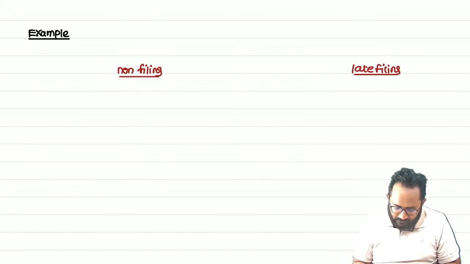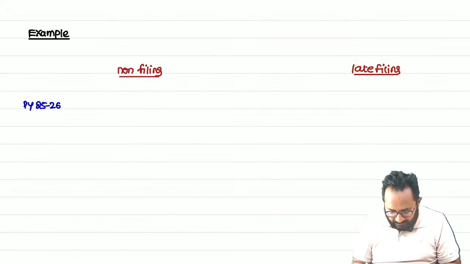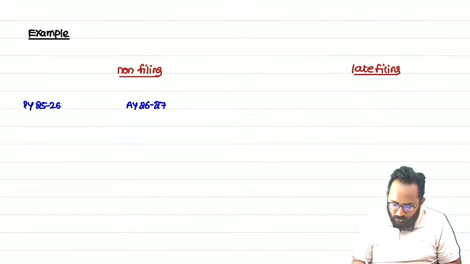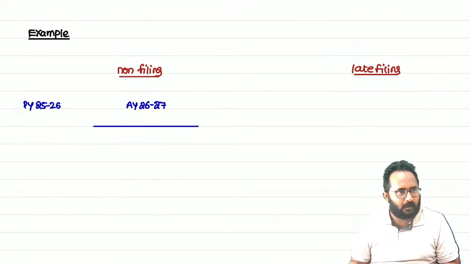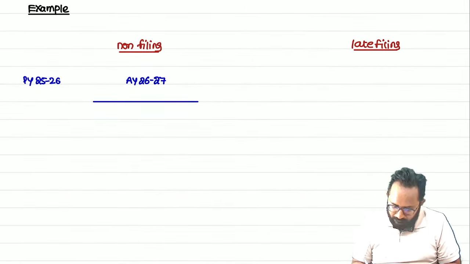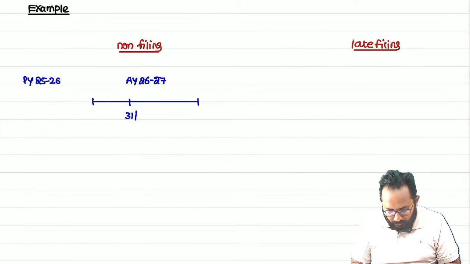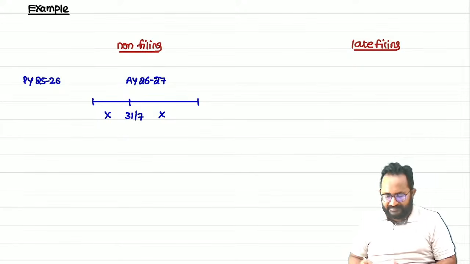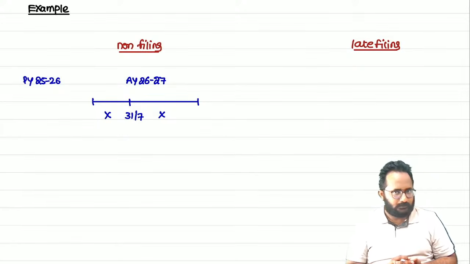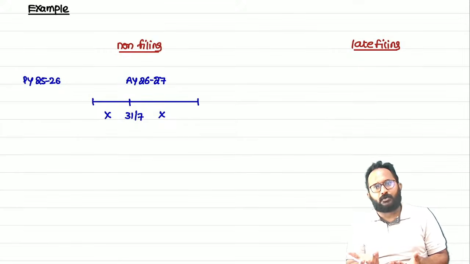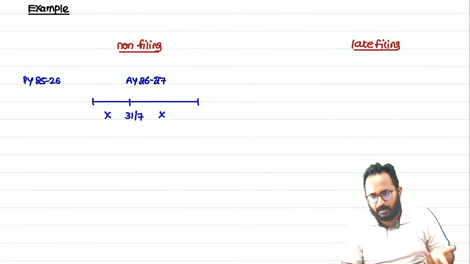What is the previous year? 25-26. Related to that previous year, in assessment year 26-27, you are required to file the return of income on or before the due date. What is the due date? Generally, we can take 31st July as the due date. Before the due date, you have not filed. Even after the due date, you have not filed the return. It is called non-filing. Even after the due date, you have a chance to file a belated return, but you have not filed that.